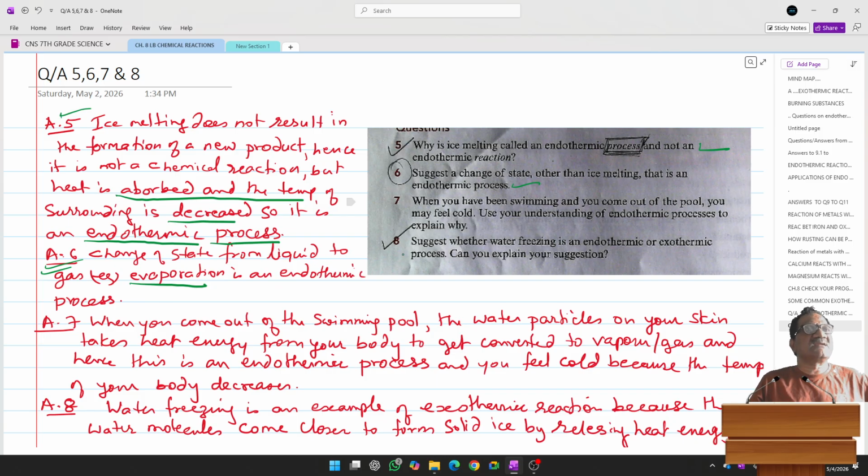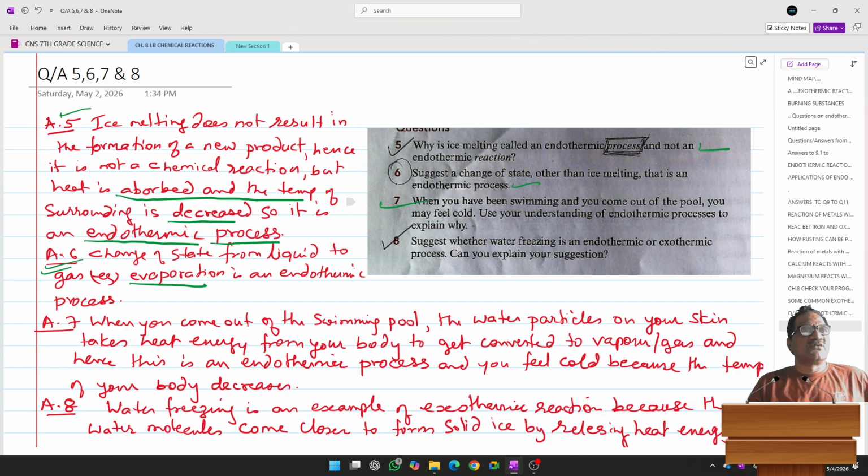Now question number 7. Let me read out the question for you. When you have been swimming and you come out of the pool, you may feel cold. Now use your understanding of the endothermic process to explain why.